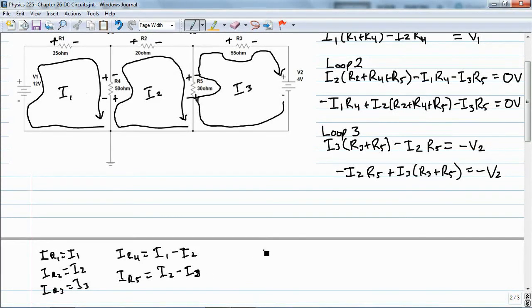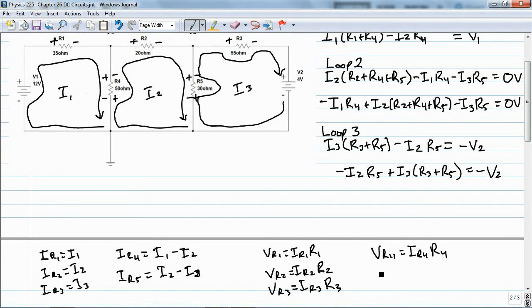And then once I have that, I know VR1 is equal to IR1 R1. VR2 is equal to IR2 times R2. VR3 is equal to IR3 R3. VR4 is equal to IR4 R4, and VR5 is, last but not least, IR5 times R5.